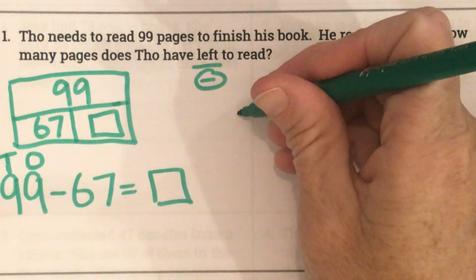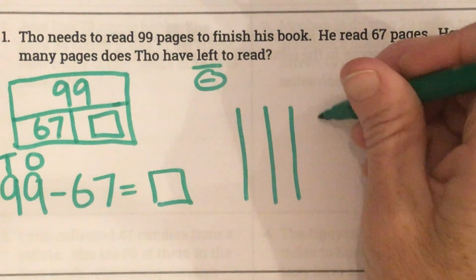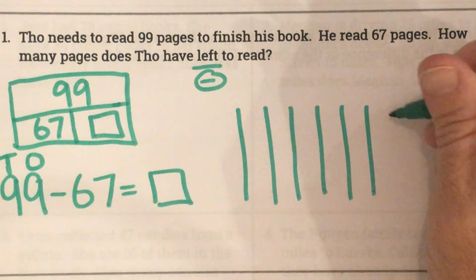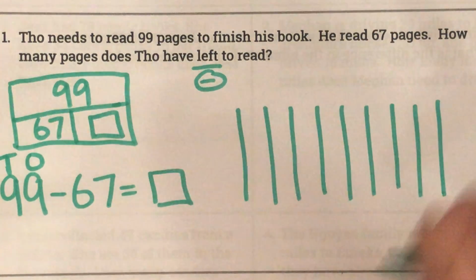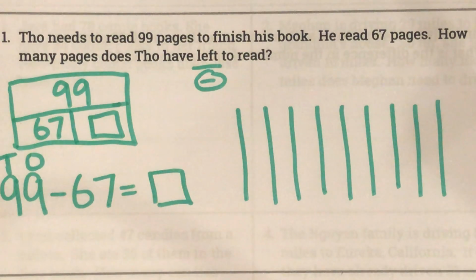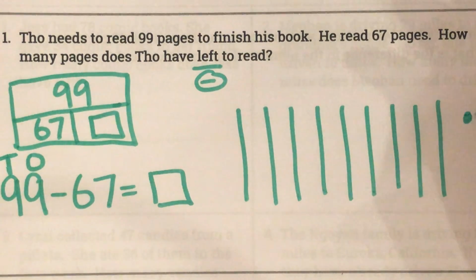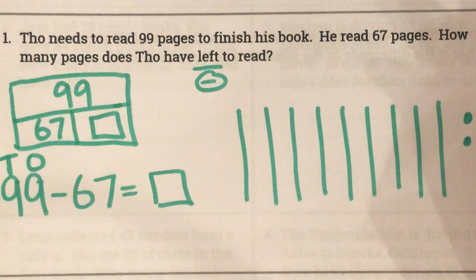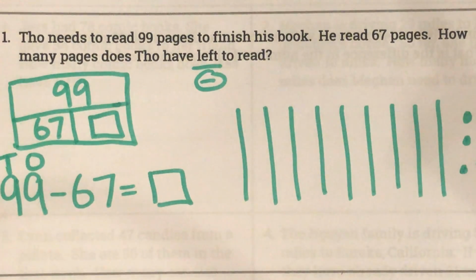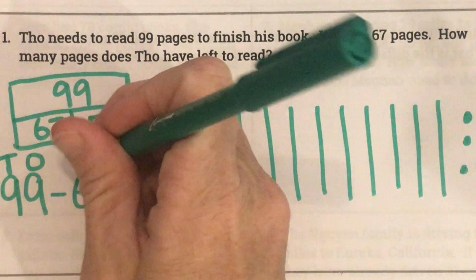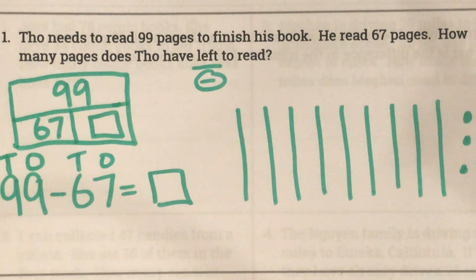So ready? 1, 2, 3, 4, 5, 6, 7, 8, 9. And then we're going to draw the 9 ones. So ready? 1, 2, 3, 4, 5, 6, 7, 8, 9. So that's what we have. That's our starting number, our minuend. Now we're going to subtract our subtrahend.